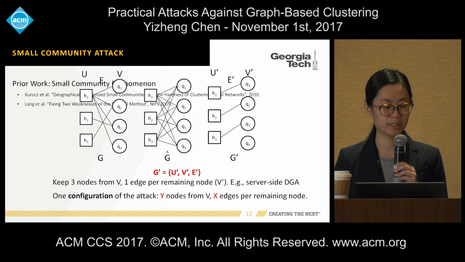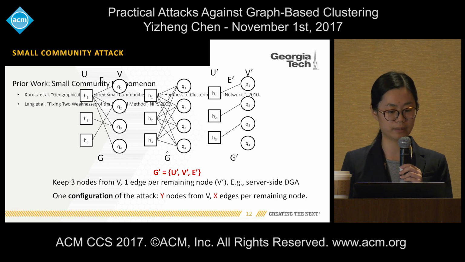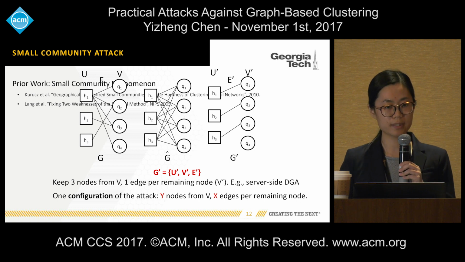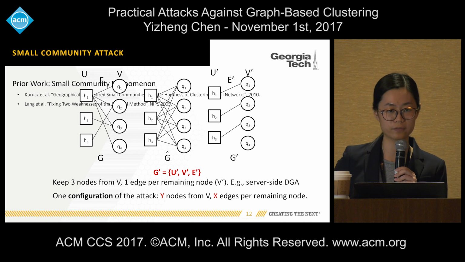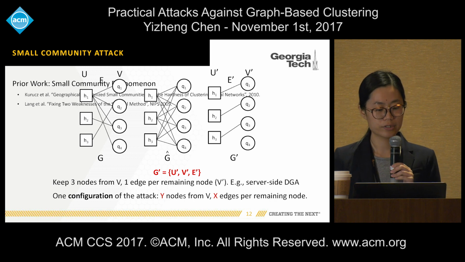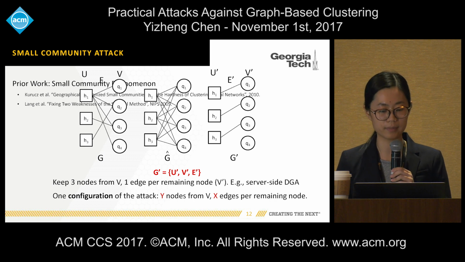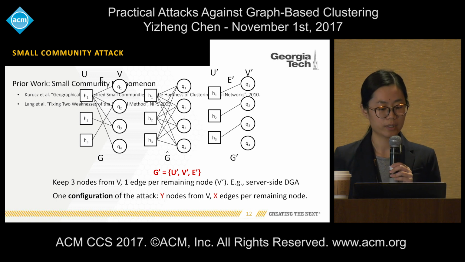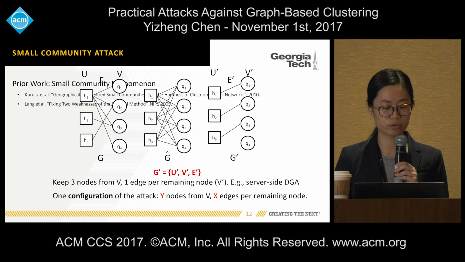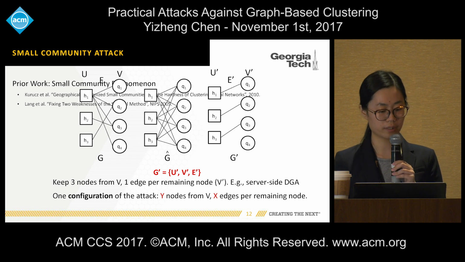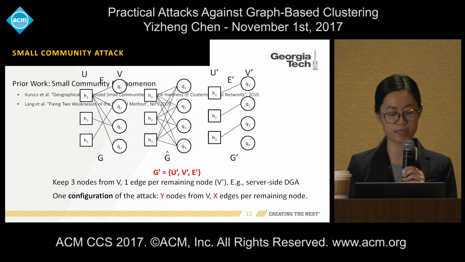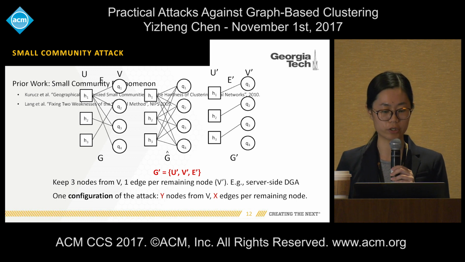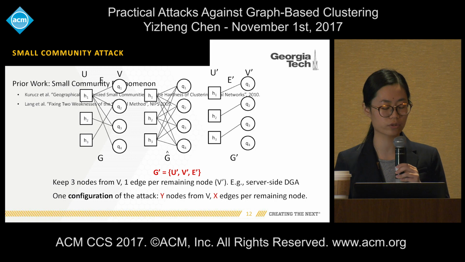In this specific example, the attacker chooses to keep three nodes from V, and that gives V prime, and then one edge per remaining node from V prime. This can be done in the case of, for example, a server-side DGA for a DGA detection system. The resulting G prime, consisting of U prime, V prime, E prime, is the graph after the attack. This is just one configuration of the attack. It consists of the attacker's choice of Y nodes to remove from V, and X edges to keep per remaining node. In our experiment, we will test different attack configurations for creating small communities and see what the actual attack success rate is.